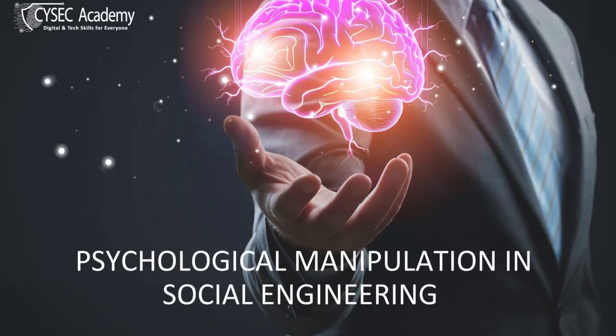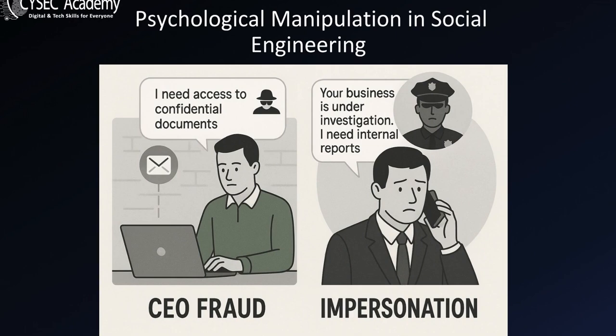Psychological manipulation in social engineering: advanced examples. Let's go deeper. Every successful social engineering attack, no matter how technical or simple it seems, hinges on one key factor: psychological manipulation. It's not just what attackers say or do, it's how they make you feel. They exploit your instincts, trust, fear, urgency, curiosity, and authority to bypass logic. Let's break down how these psychological levers are used in more advanced scenarios.